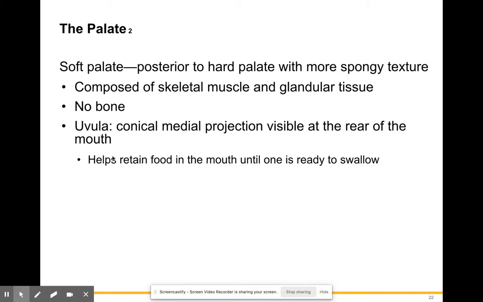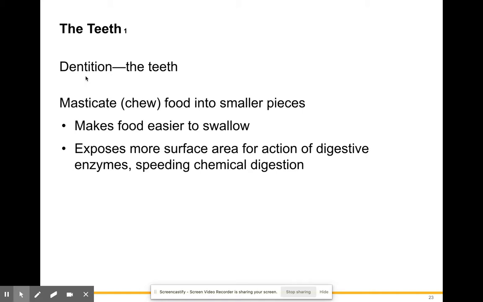Okay, let's talk about some teeth. Dentition is the actual scientific name for teeth. The term masticate is the term that we use for chewing. So mastication is the act of chewing. And what do you chew? You chew food into small pieces. It makes it easier to swallow. That's number one, right? So you want to chew things just so you don't choke.